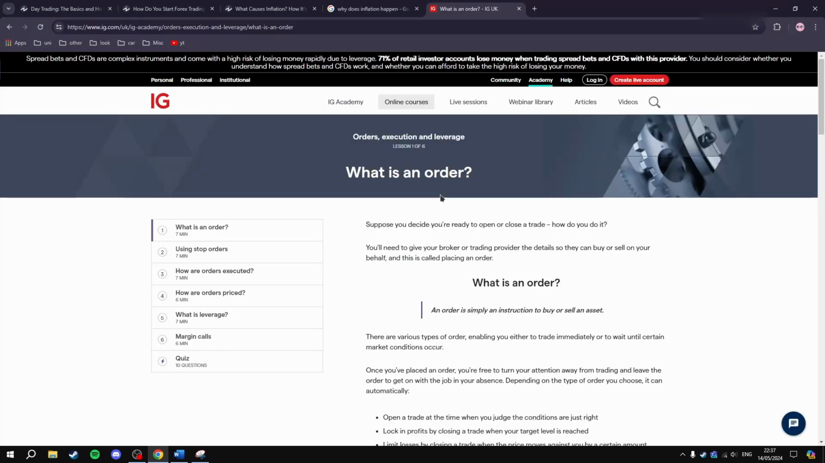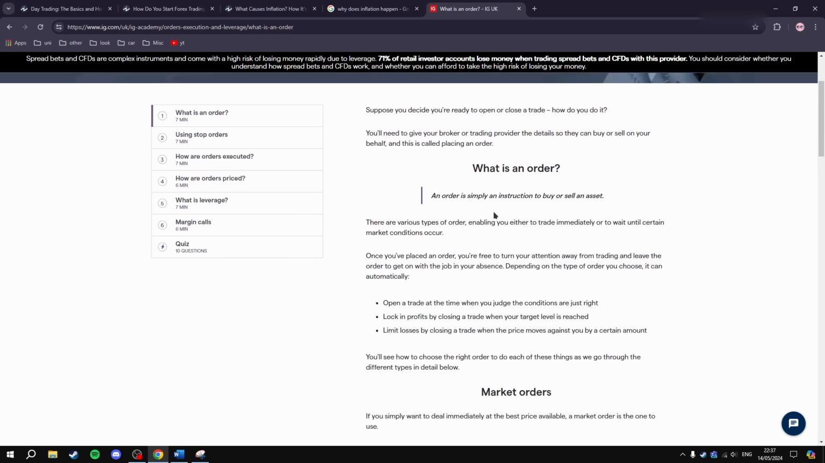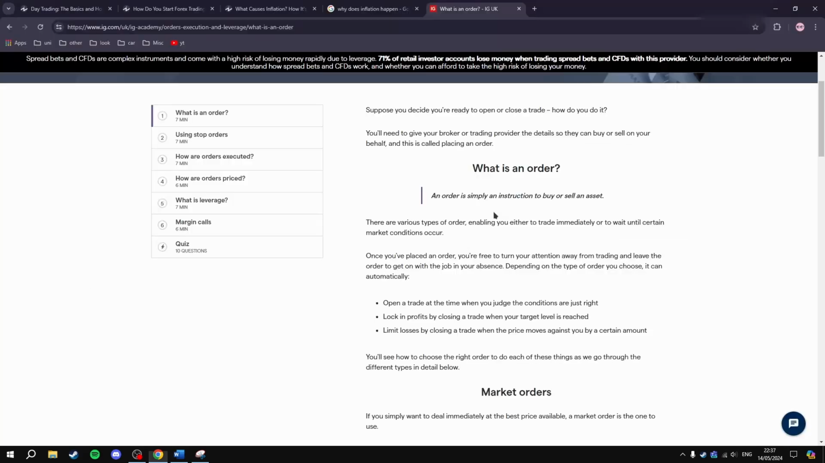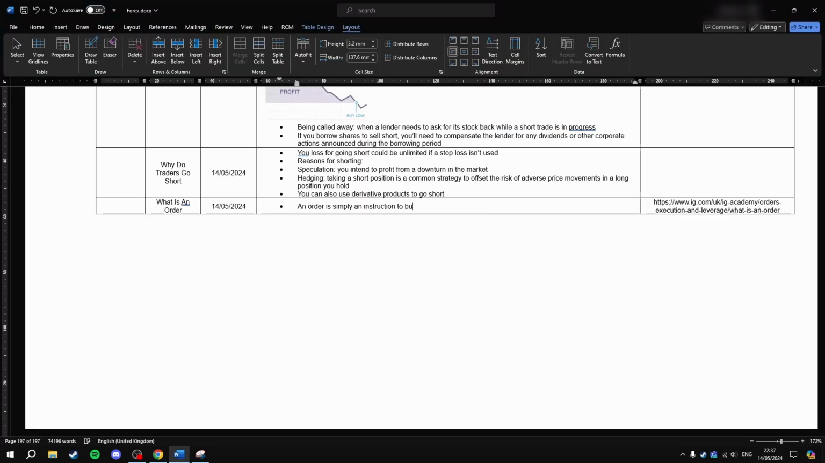What is an order? Suppose you decide you're ready to open or close a trade. How do you do it? You'll need to give your broker or trading provider the details so they can buy or sell on your behalf. This is called placing an order. What is an order? An order is simply an instruction to buy or sell an asset.